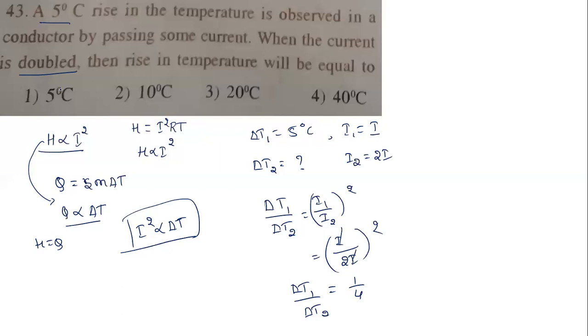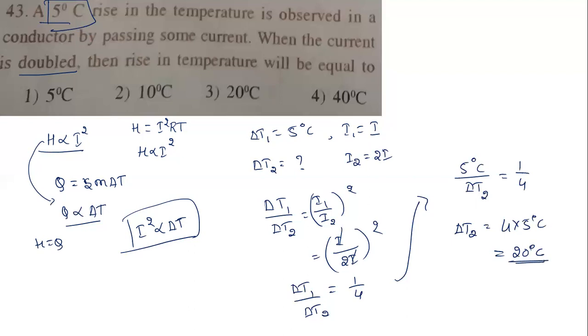Delta T1 is given as the rise in temperature, 5, right? So 5 degrees Celsius divided by delta T2 is equal to 1 by 4. Then delta T2 equals 4 times 5 degrees Celsius, which is 20 degrees Celsius. That is the answer. Yes, we need to equate some equations like it is given. That is question number 43.